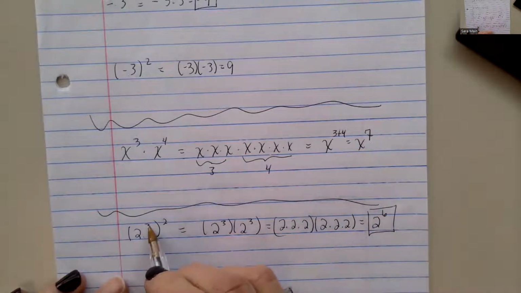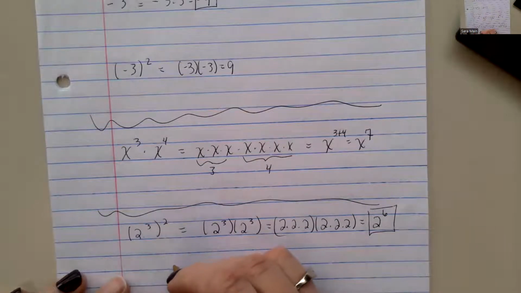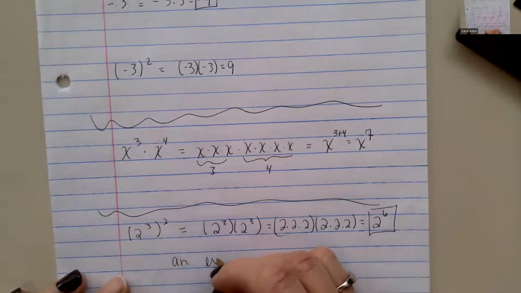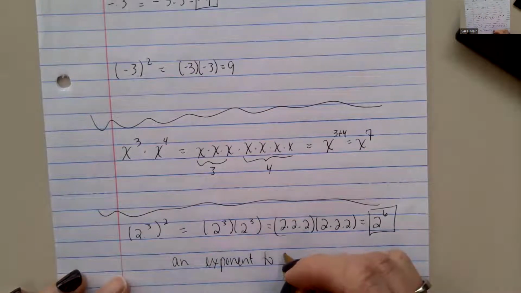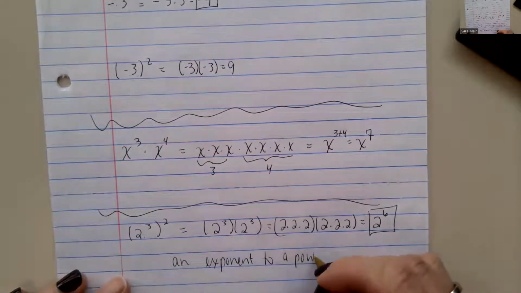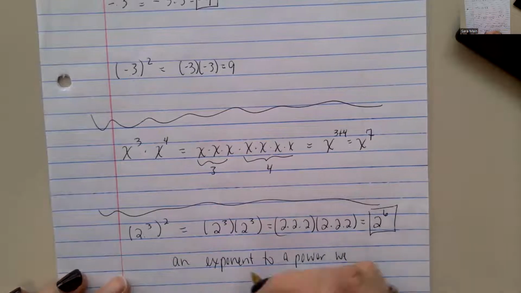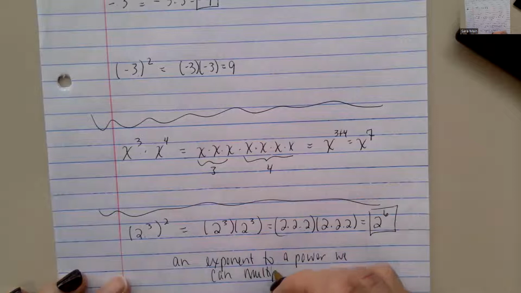If you have an exponent to a power, you can multiply. So let's just write that. An exponent to a power, we can multiply them.